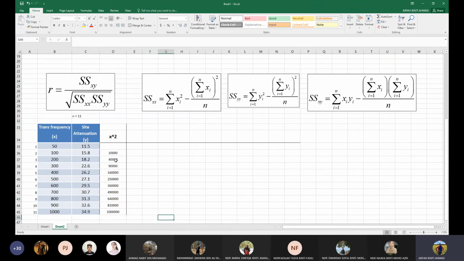Yang ini saya clear content. Clear content first. So sama dengan select kotak 50 ni. Tekan shift 6 untuk kuasa, tekan 2. So itu je. Maksudnya kita nak 50 kuasa 2. So bila kita tarik, kita drag ke bawah, meaning that dia akan kira 100 kuasa 2, 200 kuasa 2 and semuanya kuasa 2. Automatically calculated. Okay. So tekan enter. This one you dapat 2,500.